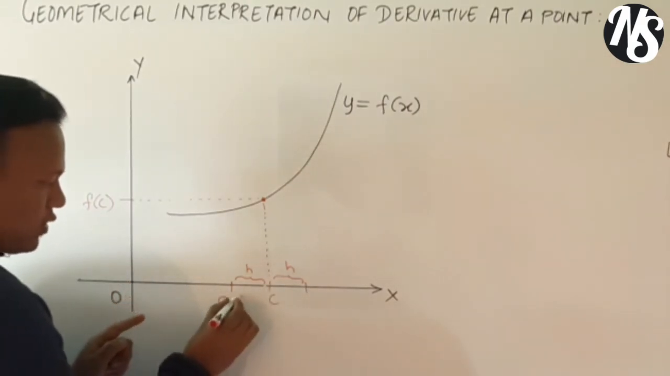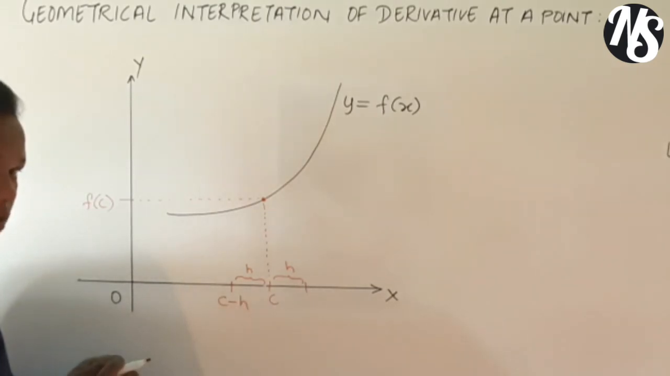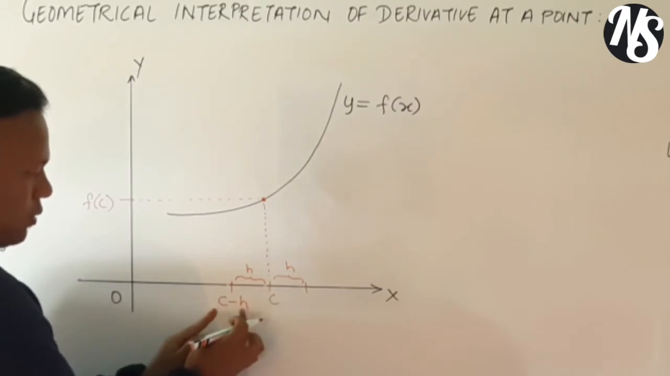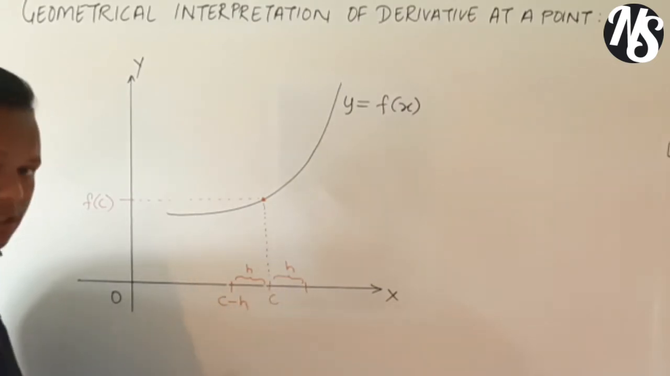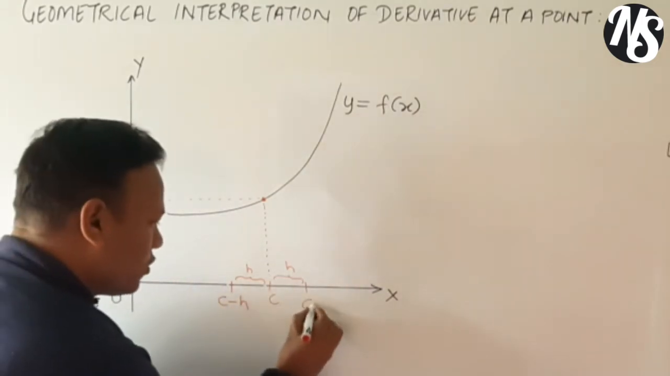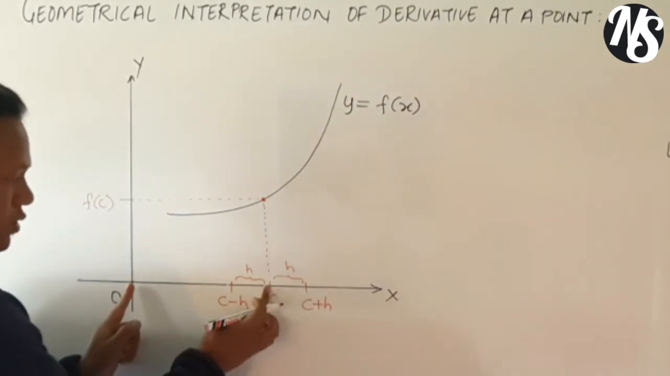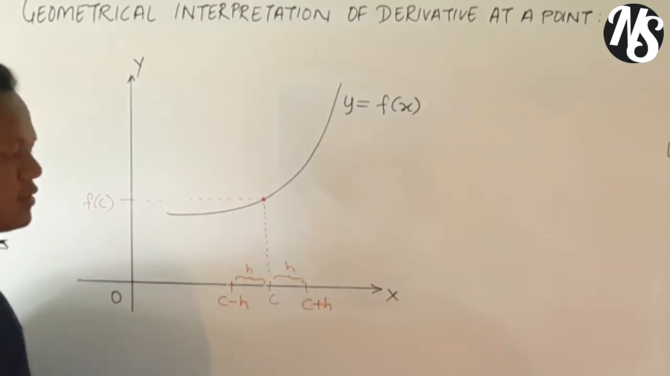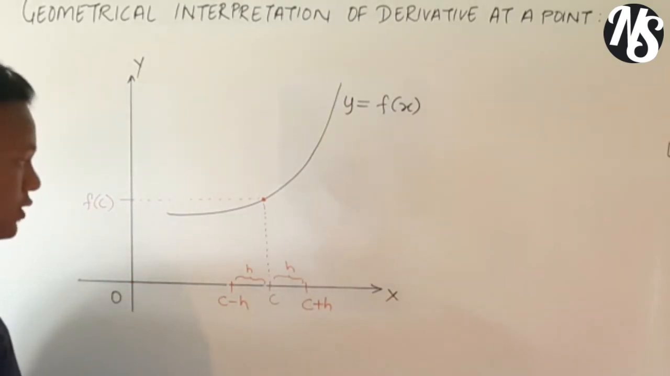This will be c minus h, isn't it? Till here is c minus h, from here to here is h, c minus h plus h will give you c. Similarly, this will be your c plus h. Remember, from here to here is c, from here to here is h, so from here to here it's going to be c plus h. I hope this thing is clear to you.